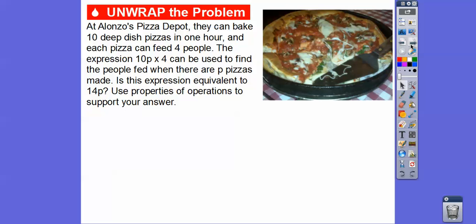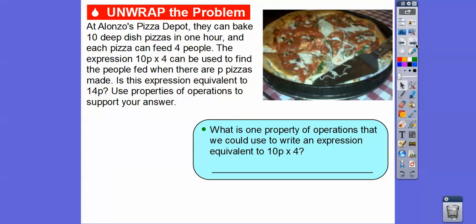All right, so is the expression equivalent to 14p? We're going to use the properties of operations to support our answer. So is 10p times 4 equivalent to 14p? Well, some of you already know the answer to this, some of you don't. We're going to go through some properties here. So what's one property that we can see right here?